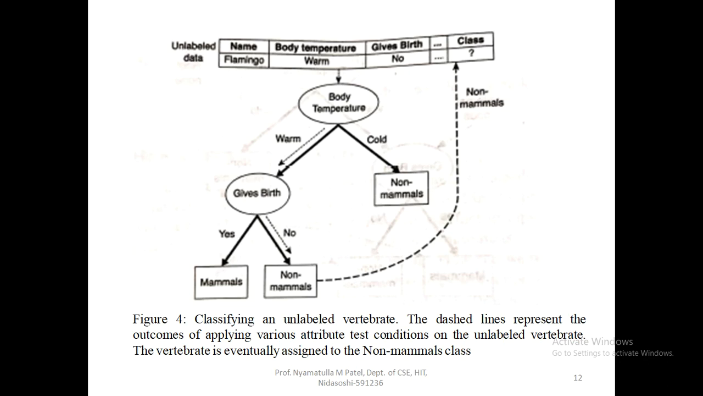So let us take the same model I am using over here. Now let us take a flamingo as one of the animals. I need to decide to which category it belongs. So here we are classifying an unlabeled vertebrate. There is one vertebrate that is given to us, a flamingo. So what are the attributes given to me? Body temperature is given as warm, gives birth is no. Now I need to decide which class it belongs to.